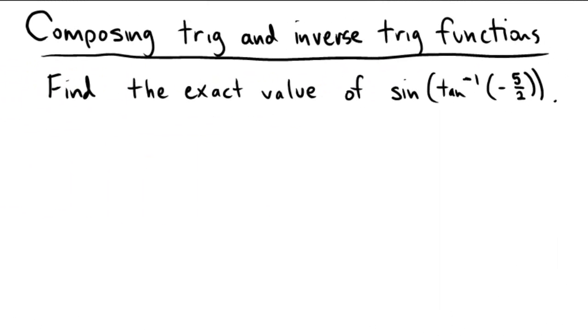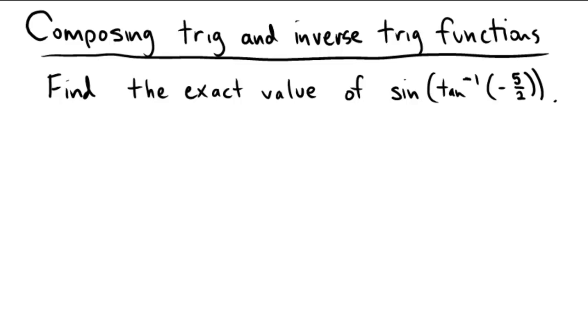Function and an inverse trig function. Trig and inverse trig. So we're going to apply that to find the exact value of sine of arctangent of negative 5 over 2. Okay, so first of all, arctan of negative 5 over 2.